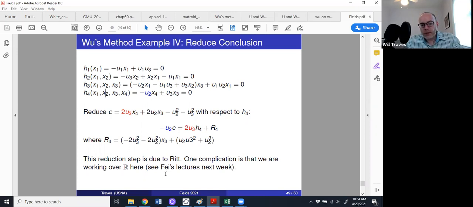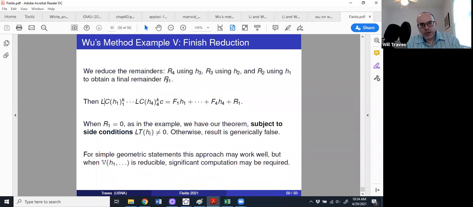So what do you do now that we've reduced C? Well, you finish the reduction. So after you've reduced C, you've got leading powers of leading coefficients of the various hypotheses polynomials. Not sure what the 4 and the 1 here are doing. Sorry about that. Times C, and this is equal to a polynomial combination of the hypotheses plus some kind of remainder term.